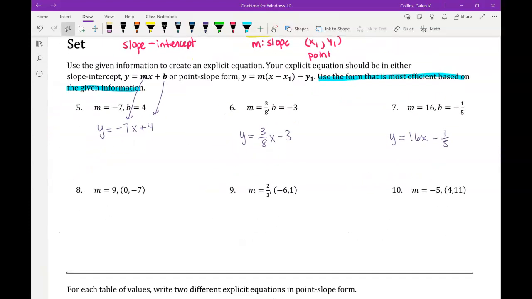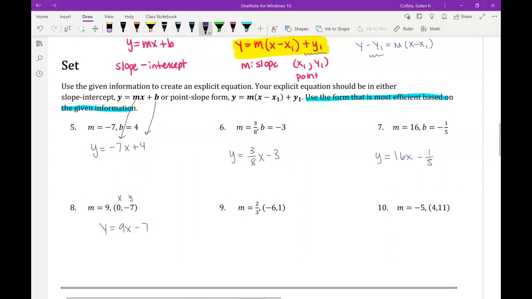Oh, but now in number 8, which do I use? Do I want to use point slope form or slope intercept form? Well, I'll tell you it doesn't matter because the point that we're given is the y-intercept. The way I know that is that the x value is 0. So to me, it's fastest to write 9x minus 7. But you could still do that in point slope form. It'll be correct either way.